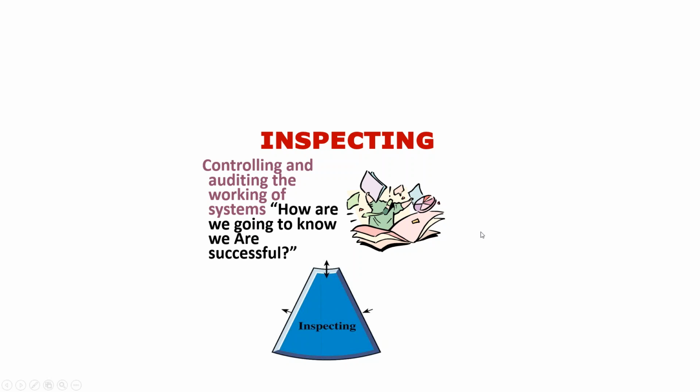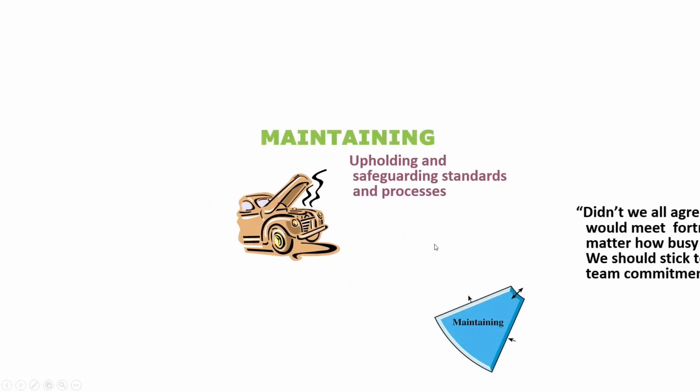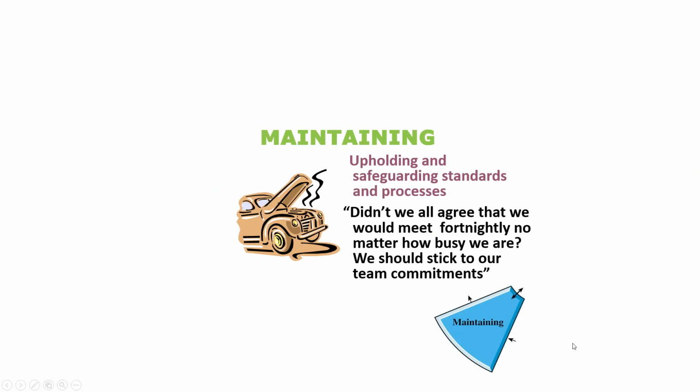Now, if that's done successfully, the next big step we need to take in a team environment is that we need to uphold and safeguard the standards and processes that we're using. In other words, we've got to maintain our function, and hence you can see the car and looking under the bonnet. We need every now and again to hold ourselves true to the commitments that we've made to each other as to how we may operate, the standards that we'll hold ourselves to.